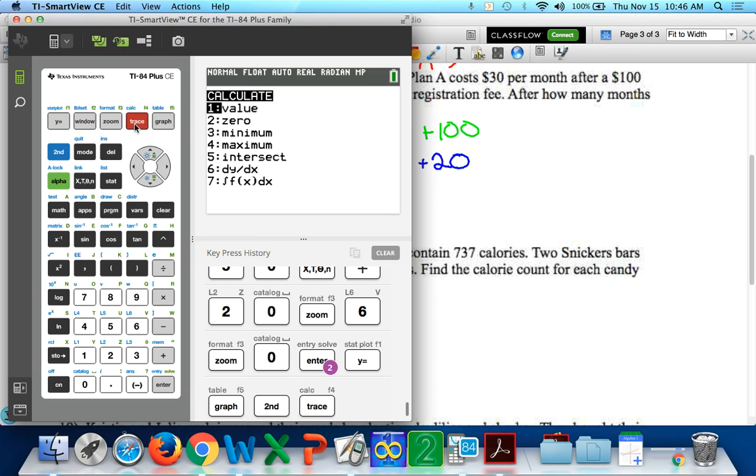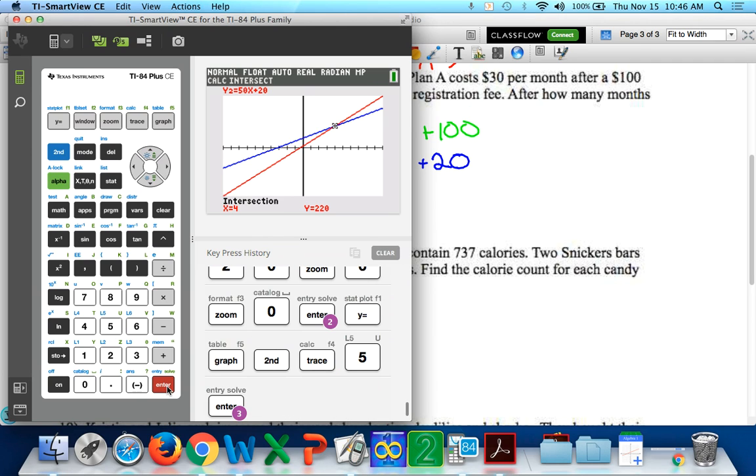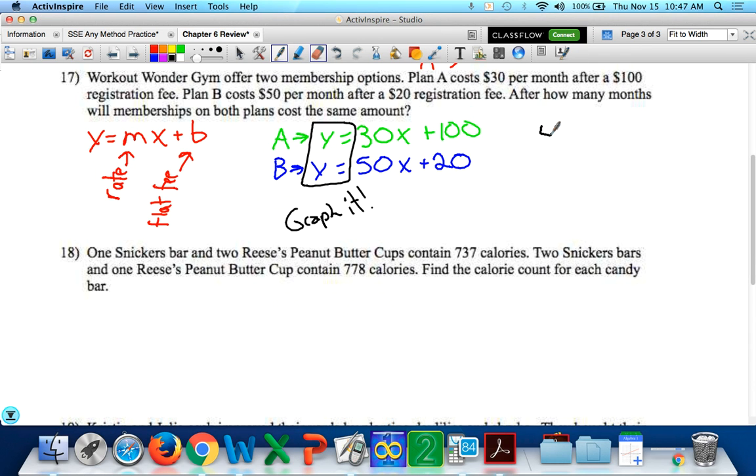So let's find that intersection. Second calc intersect, enter. And we see that it takes 4 months. That's what the x value is. This is always time. 4 months to equal the same thing, and that same point will be $220, okay? So our answer was (4, 220), but if you give me this and box it in, you're gonna miss out on some credit, okay? Because that doesn't actually answer the question. The question was, after how many months will the membership plans cost the same amount? And that answer comes from our time variable.